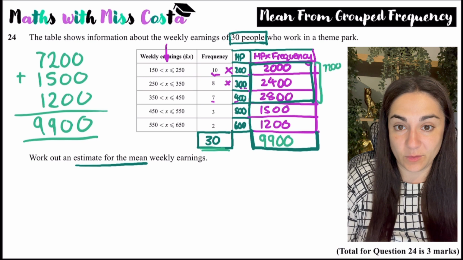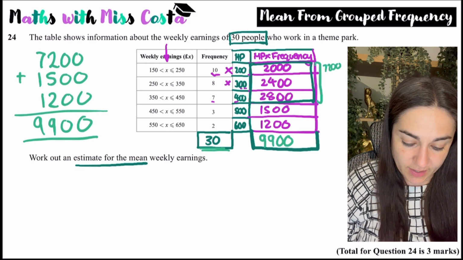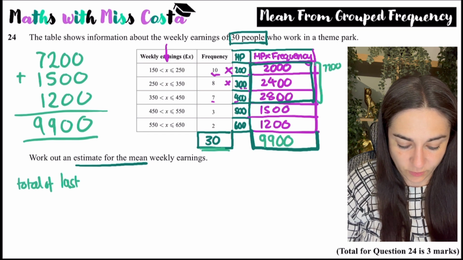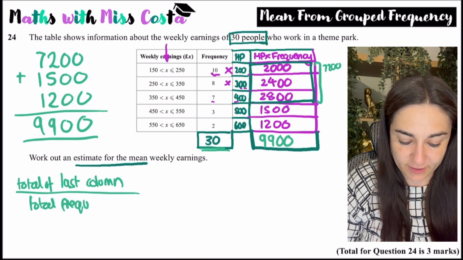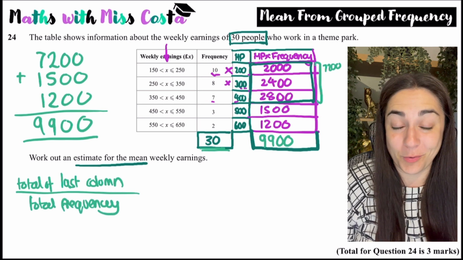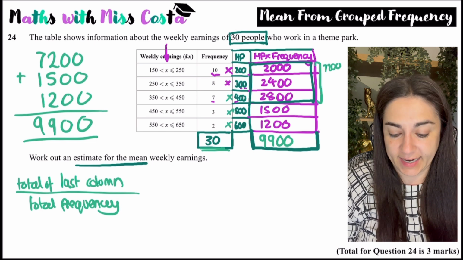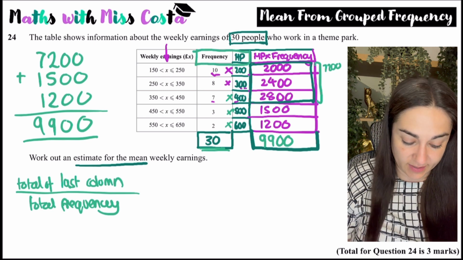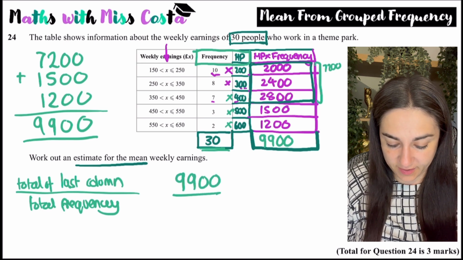So how do we work out the mean? We have the total values divided by the total frequency. So what we do is we do the total of the last column, divided by the total frequency. That's kind of how you can remember it, but as long as you remember what the last column is, the last column is working out what the total amount earned is. In this case, it's always going to be the midpoint times by the frequency if it's a grouped frequency table. So the total of the last column is 9,900. The total frequency is 30.